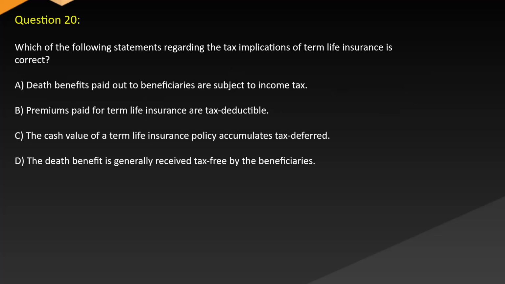Question 20. Which of the following statements regarding the tax implications of term life insurance is correct? A. Death benefits paid out to beneficiaries are subject to income tax. B. Premiums paid for term life insurance are tax deductible. C. The cash value of a term life insurance policy accumulates tax deferred. D. The death benefit is generally received tax-free by the beneficiaries.